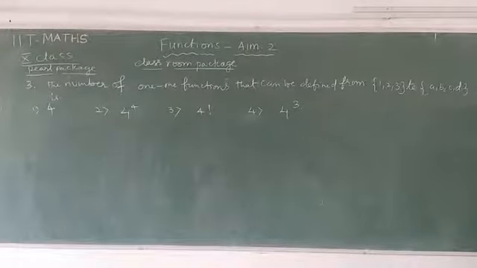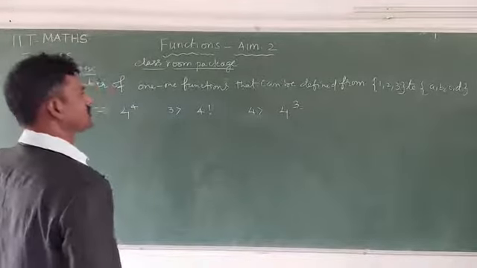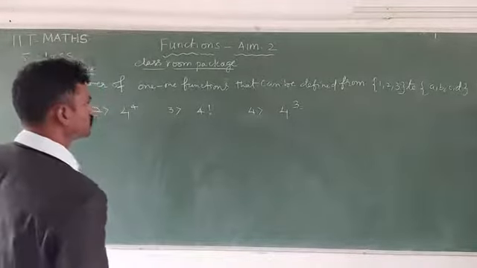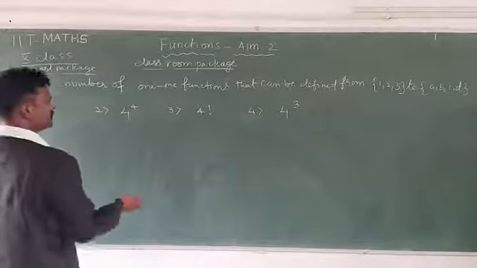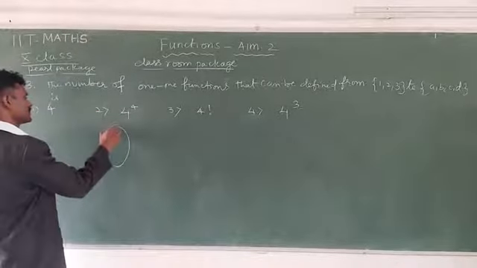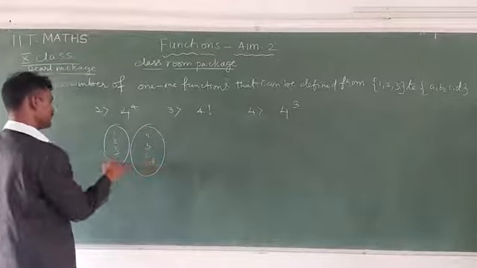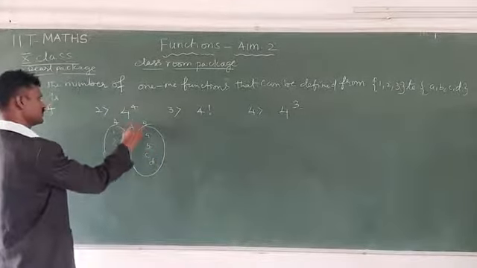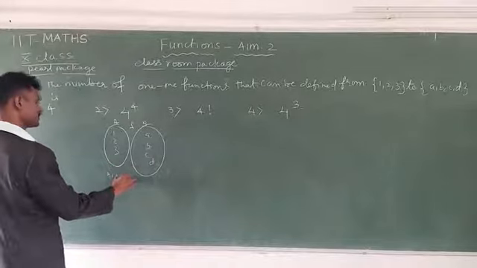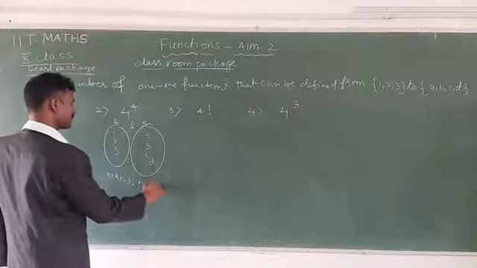Okay, next, third one: the number of one-one functions that can be defined from the set {1, 2, 3} to the set {A, B, C, D}. See here, this is 1, 2, 3. Here this is A, B, C, D. This is A, this is B, this is the function. n of A is equal to 3 and n of B is equal to 4.